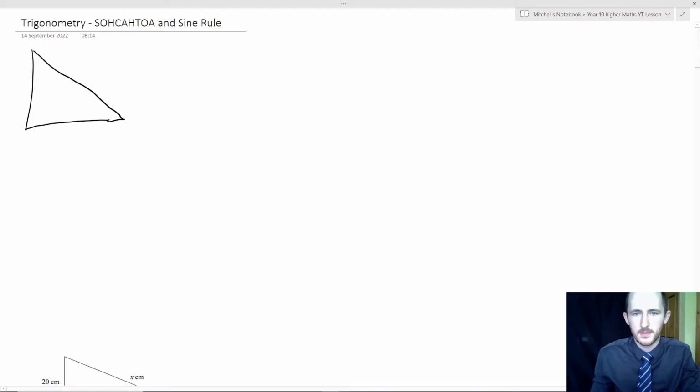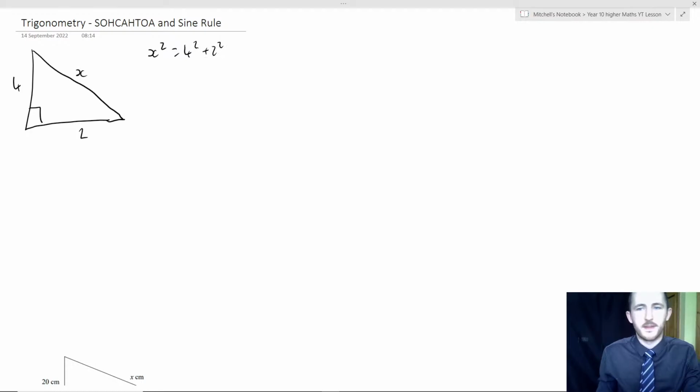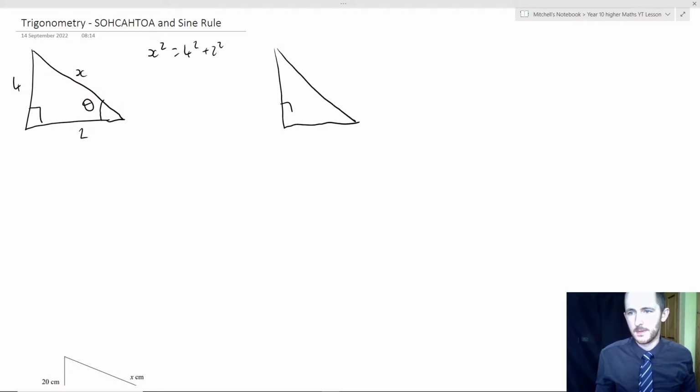With trigonometry, essentially, it's what we use when we have a right-angled triangle. You may know that if we have two sides, let's say 4 and 2, we can work out whatever the x side is by using Pythagoras. So x squared equals 4 squared plus 2 squared, and then we can work it out. That's all well and good, but what if we want to work out an angle? Or what if we have an angle, let's say 30 degrees, and we have one side and we want to work out either of the other two sides? What can we do then?